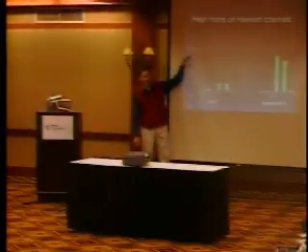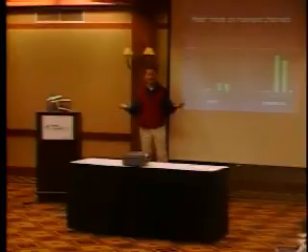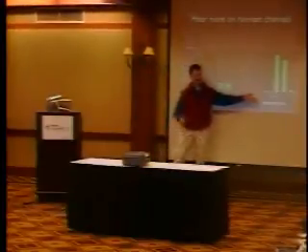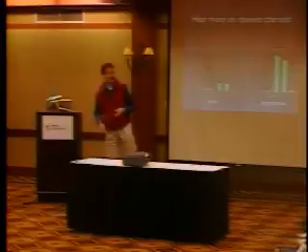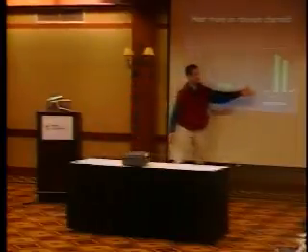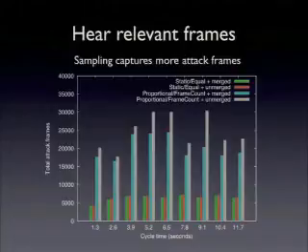This is the number of frames that we captured. We had 2 side-by-side sniffers listening to the same traffic, one of which was spending an equal amount of time on each channel, the other one using this adaptive proportional sampling. There were 4 access points on 4 different channels in the area. And not surprisingly, we captured more frames from those 4 channels when we did this proportional sampling.